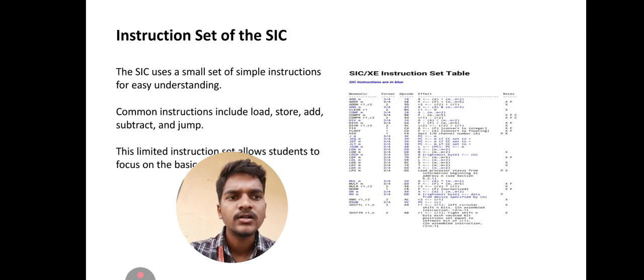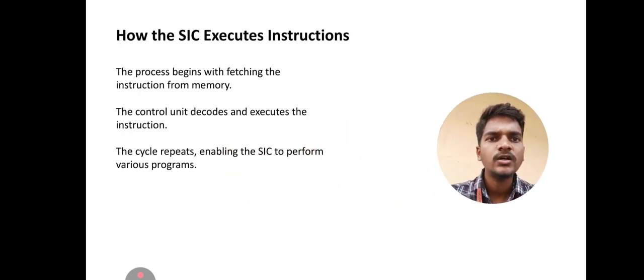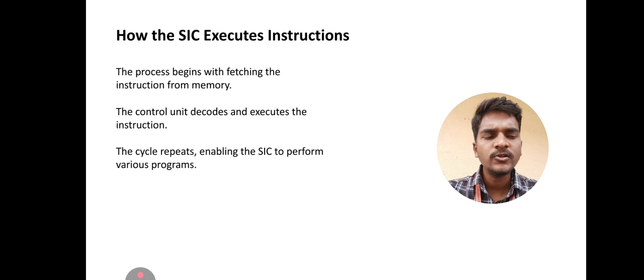Next, I am going to discuss how the SIC, the simple instructional computer, executes instructions. The process begins with fetching the instruction from memory, and next the control unit decodes and executes the instruction, and then the cycle repeats, enabling the SIC to perform various programs.